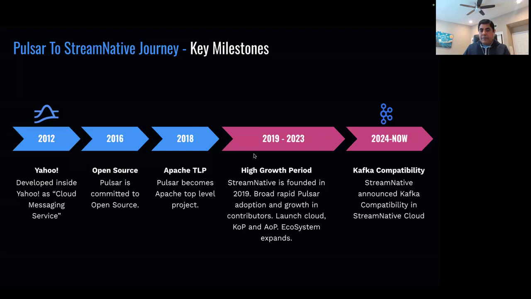And then in 2019, Stream Native was formed and has been committed to offer fully managed services in the cloud for Apache Pulsar. So this was a really great period for Stream Native, a lot of growth for the Apache Pulsar community and Stream Native as well. But then earlier this year in 2024, we also launched our support for Kafka through our Kafka compatibility API.